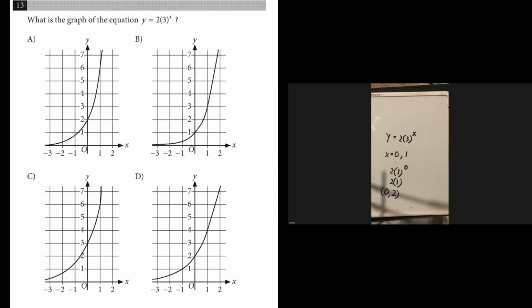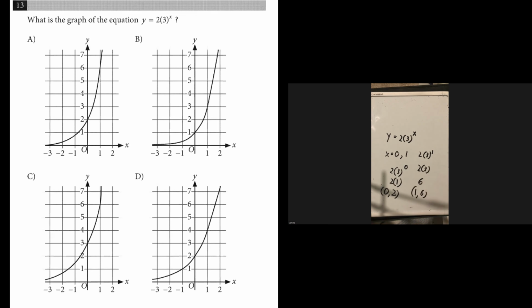That matches graph A and graph D. Graphs B and C have different values. This value is not on graphs B and C, so it can't be B or C. For the second one, if we plug in x equals 1, we get 2 times 3 to the first power. Anything to the first power is just itself, so this is 2 times 3, which is 6. So it would be (1, 6).